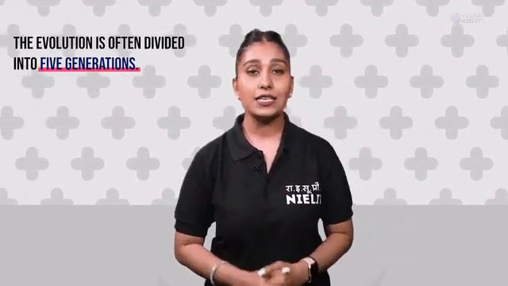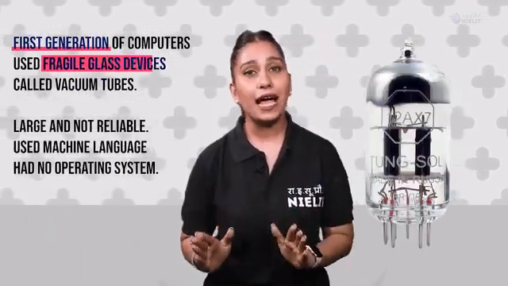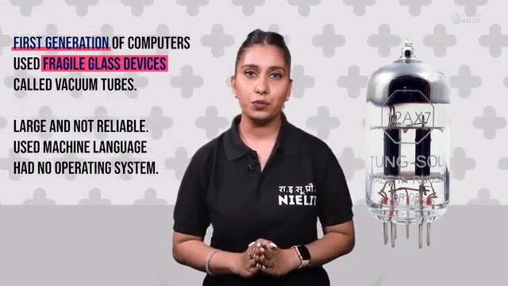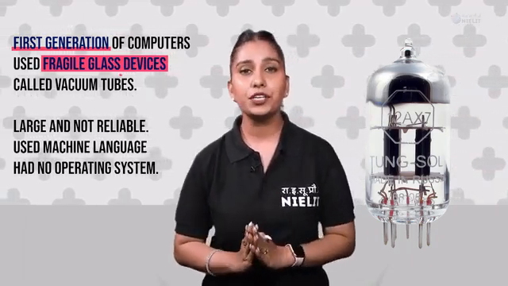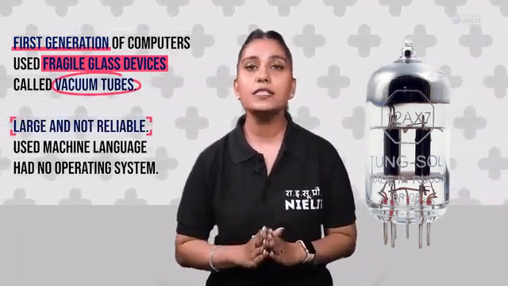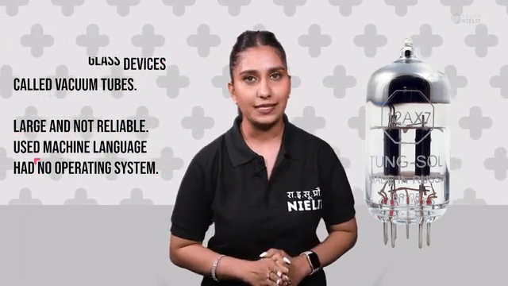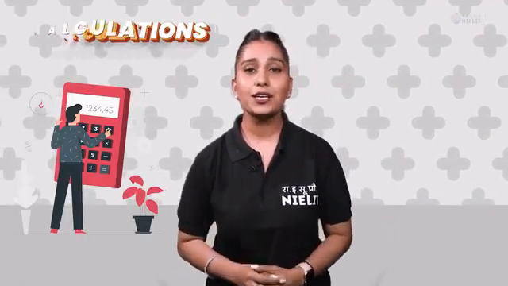The evolution is often divided into five generations. The technology behind the primary generation of computers was a fragile glass device, the vacuum tube. These computers were really large and not very reliable, and programming on them was a tedious task as they used machine language and had no operating system. First generation computers were used for calculation, storage, and control purposes. They needed a full room and consumed a lot of electricity.